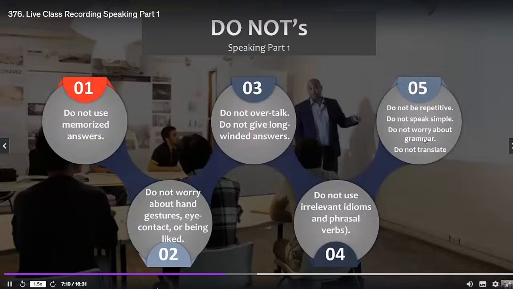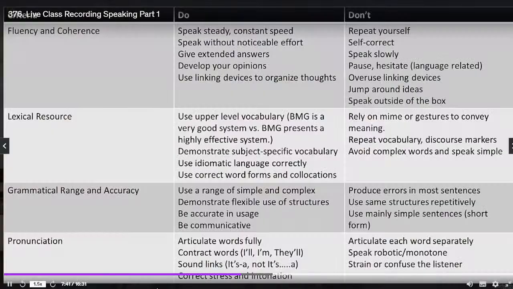What I mean by translate is think of how to say something in your language and then translate it to English. When you do that, it causes a disruption in your automaticity. Automaticity is the rate or speed at which the word comes from your mind to out of your mouth. And it causes a lot of hesitation and pausing. So just speak English.